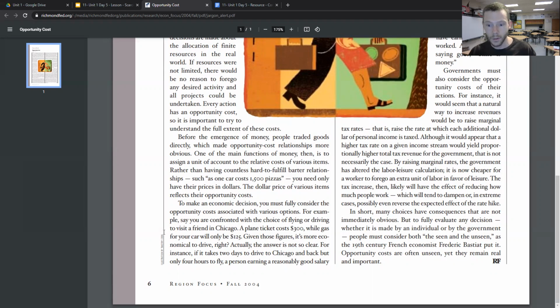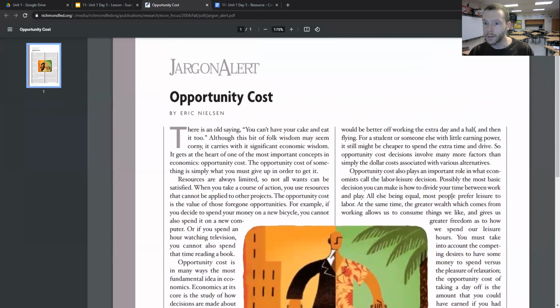For instance, if it takes 2 days to drive to Chicago and back, but only 4 hours to fly, a person earning a reasonably good salary would be better off working the extra day and a half and then flying. For a student or someone else with little earning power, it still might be cheaper to spend the extra time and drive. So opportunity cost decisions involve many more factors than simply the dollar cost associated with various alternatives.